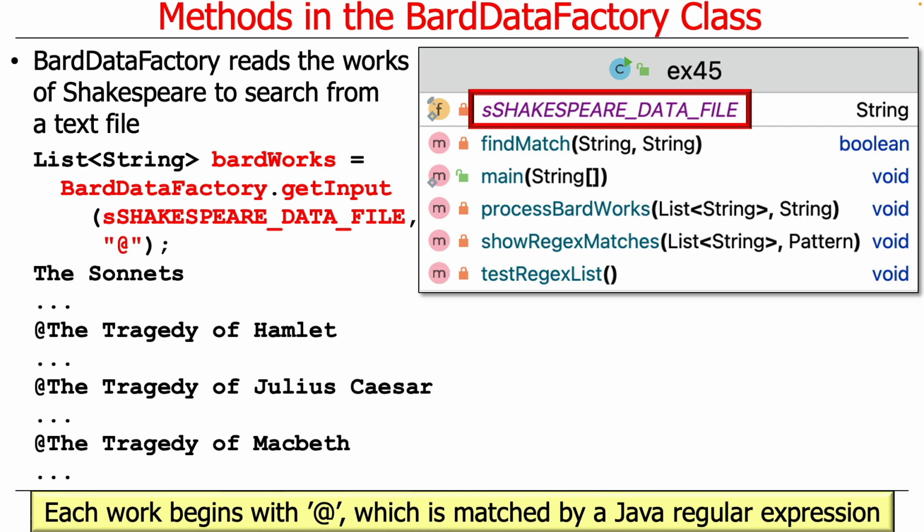And this is what's going to be used to split the contents of the file up into the separate works of Shakespeare. And this is just a highly abstracted view of what the file looks like. So it starts out with the sonnets, then we have the @ sign, the tragedy of Hamlet, the tragedy of Hamlet text, @ sign, the tragedy of Julius Caesar, the tragedy of Julius Caesar text, et cetera, et cetera, et cetera. And you'll see how we use regular expressions to split these things up very trivially in a cool way.